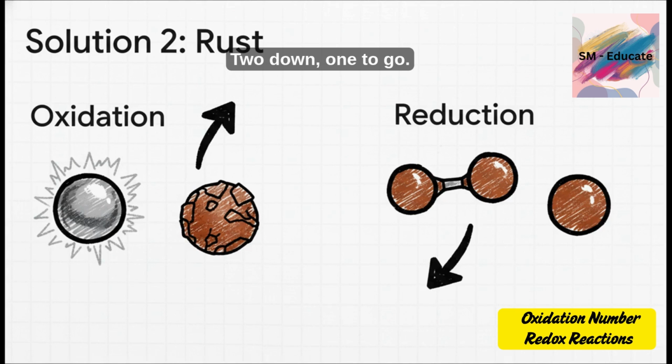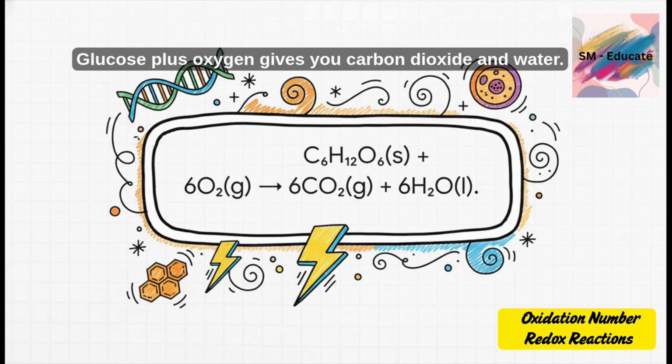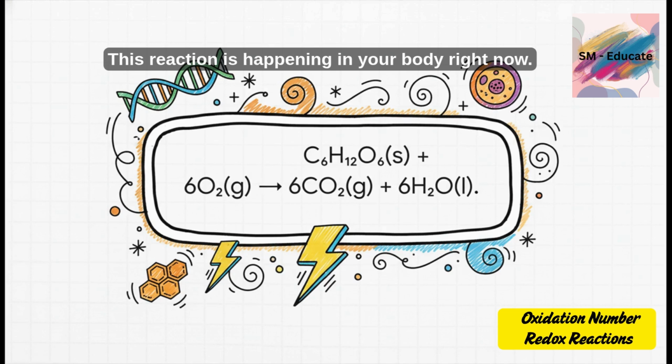2 down, 1 to go. Okay, here we go, the grand finale. Glucose plus oxygen gives you carbon dioxide and water. This isn't just some random equation, this is cellular respiration. This reaction is happening in your body right now, and it's the fundamental reason you can move and think. Let's see how the electrons are flowing.